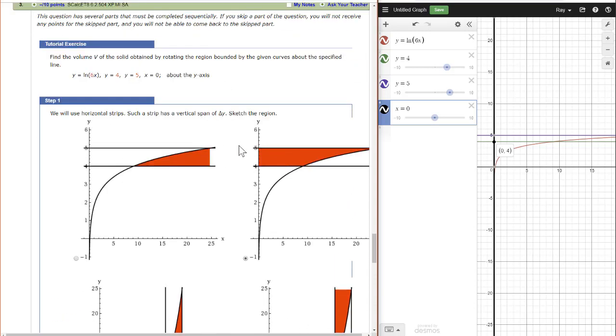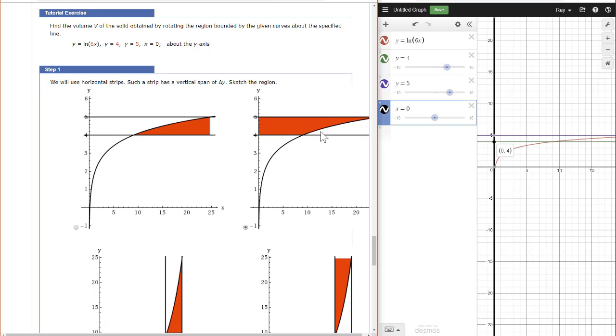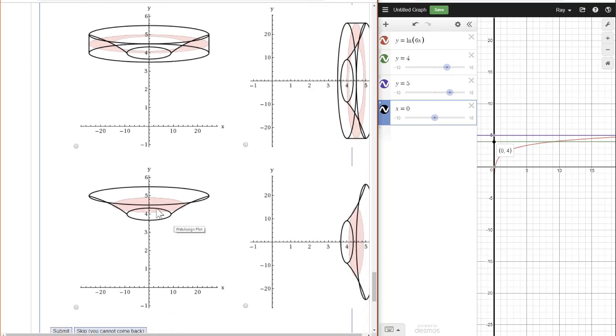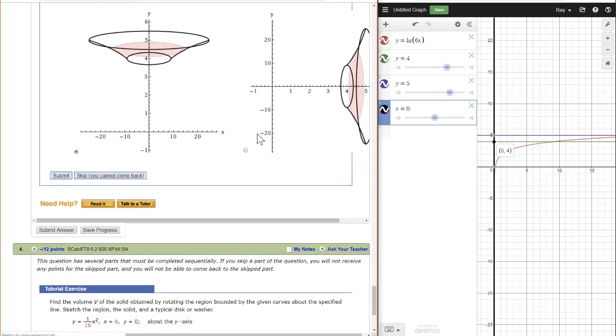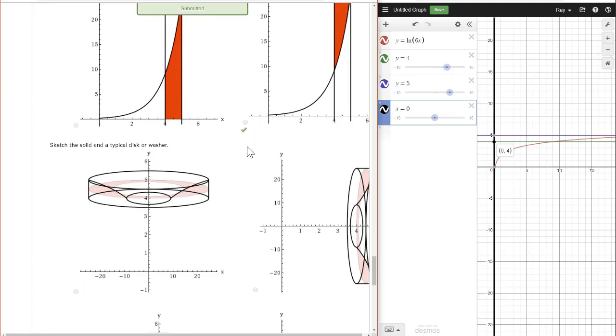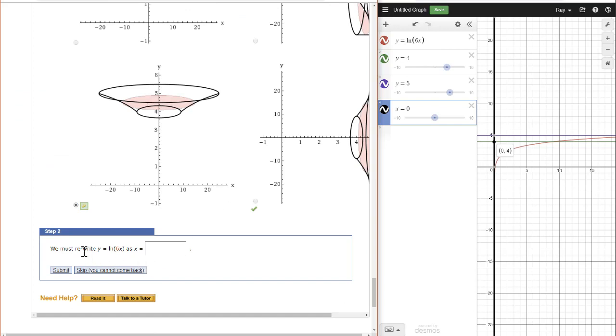Now this is going to be spun around the y-axis. So imagine this spinning around the y-axis. We have the area flush against the axis of rotation, so there's going to be no hole here. The outside is going to be this curved ln graph. So it's going to be the curved ln graph on the outside, no holes in the middle, being spun around. So I think it's going to be this choice right here. Okay. So let's go ahead and submit that and continue on with the calculations. Looks like we got that one correct.